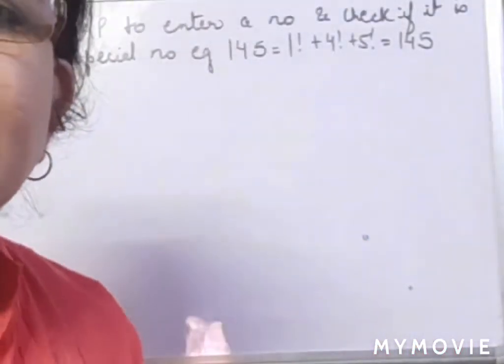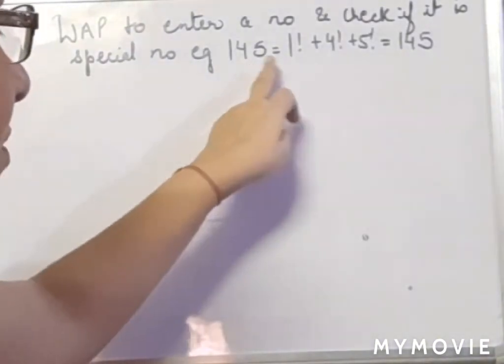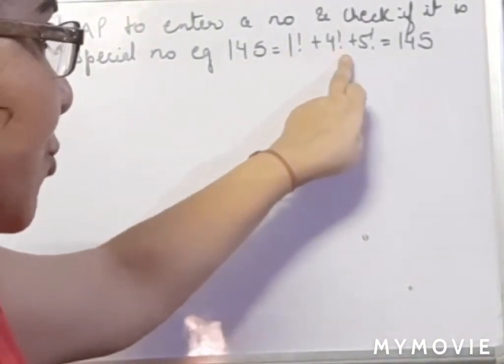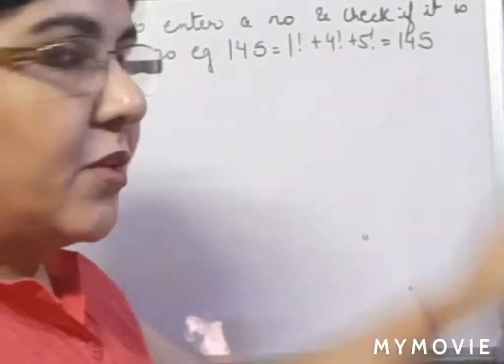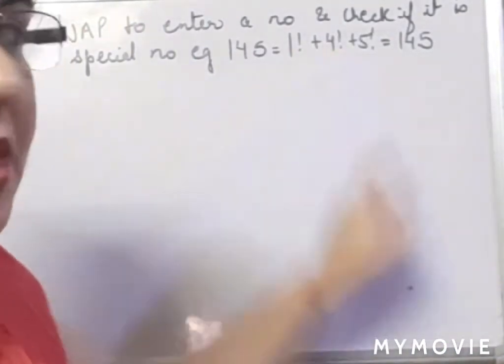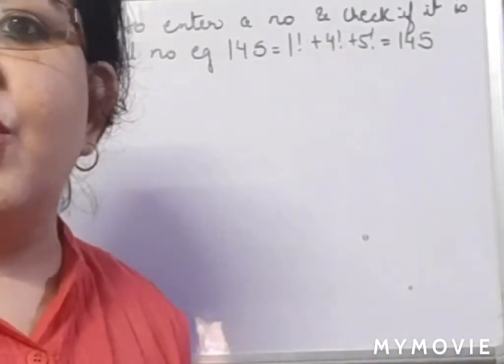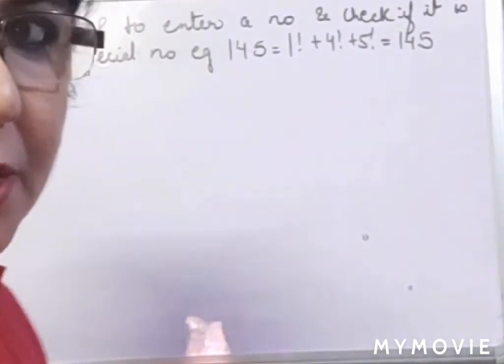So now let's look at the logic of a special number, which is 145. 145 is equal to 1 factorial plus 4 factorial plus 5 factorial, which is equal to 145. That means again we are seeing the symbols of exclamation, so we need the loop of factorial. Let's see how we carry on with the program.